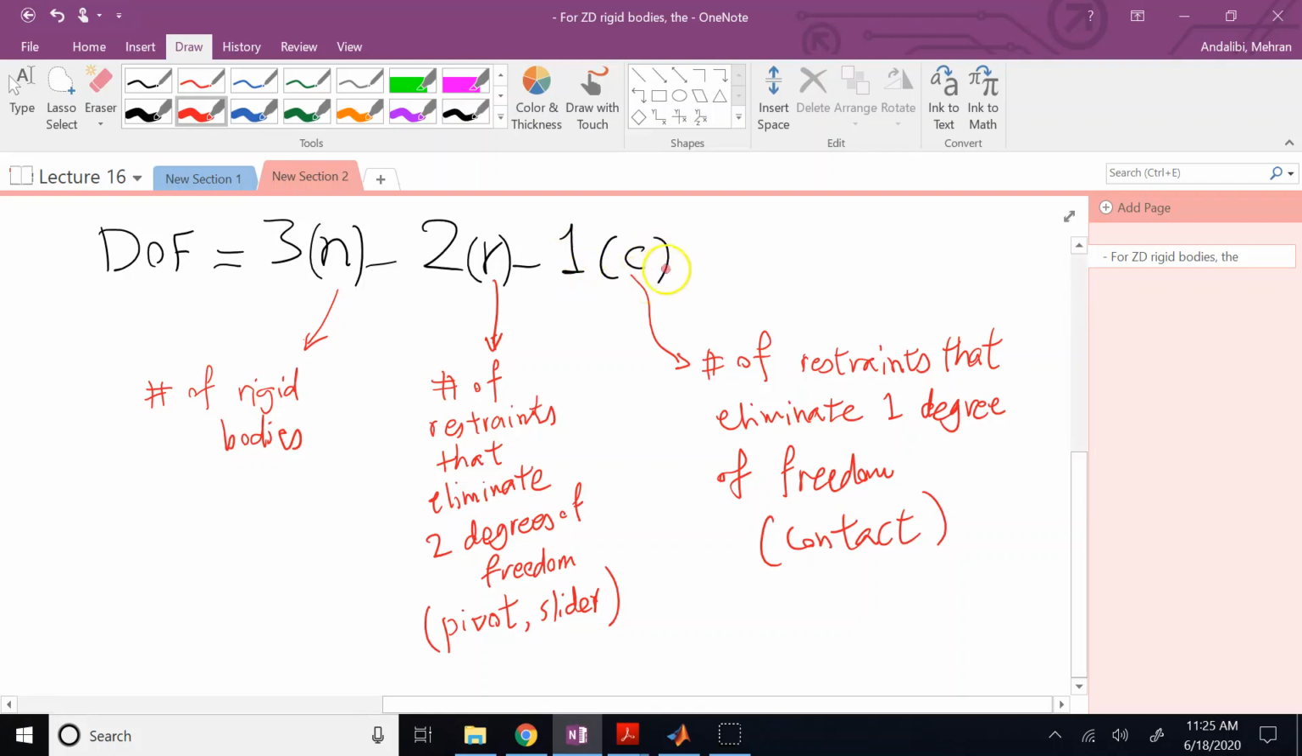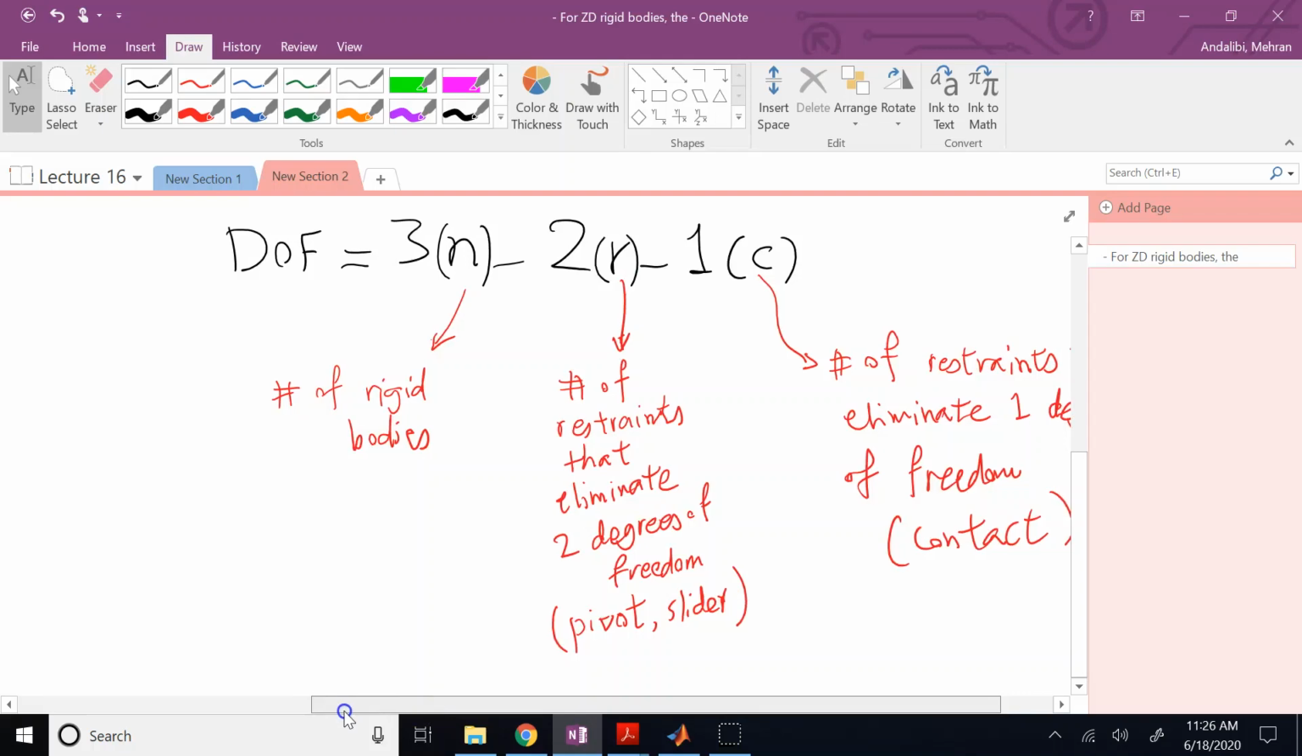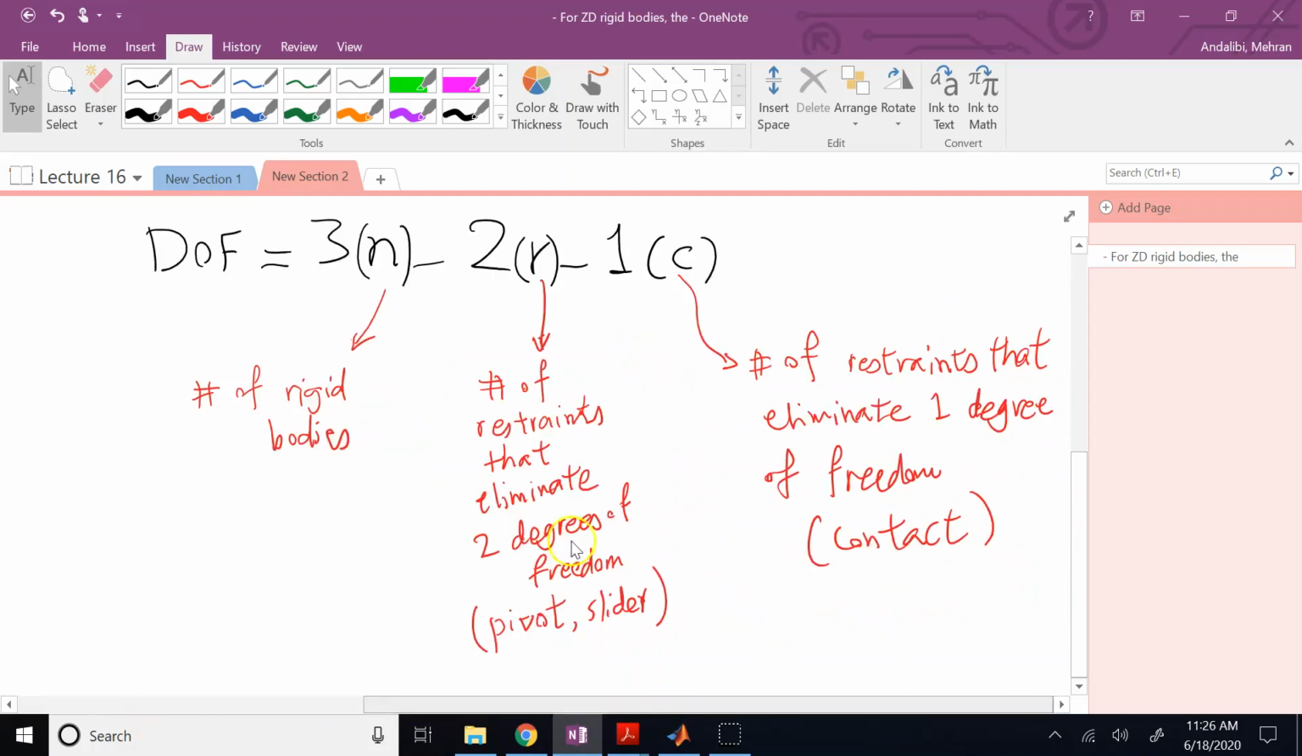So if you have C of them, C times 1 out of the entire degree of freedom of the whole system is gone. These R's are the restraints or constraints that take away 2 degrees of freedom. So if you have R of them, then 2 times R is taken out of the whole thing. And how much do we have in the beginning? 3 times N, when N is the number of rigid bodies, each one has 3 degrees of freedom, right? So it completely makes sense, very easy, right? You have this whole thing and then you take away these with the constraints.